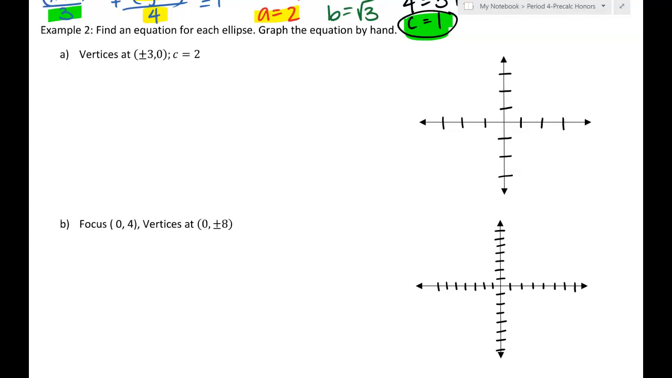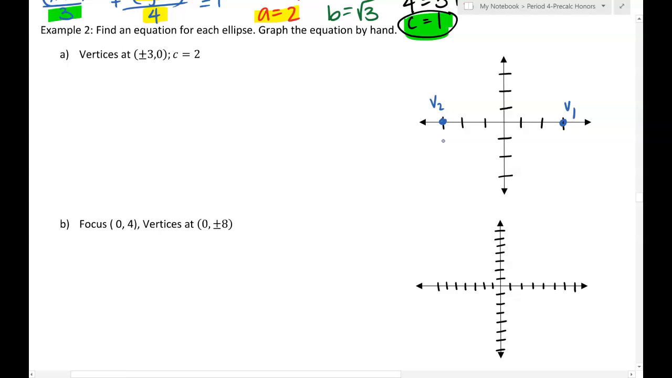Example 2. Find an equation for each ellipse, then graph the equation by hand. They give us the vertices at positive 3, 0 and negative 3, 0. So V2. Now you can put V1 over here, V2 over here. It doesn't really matter to me, okay? All right, so we got the vertices.